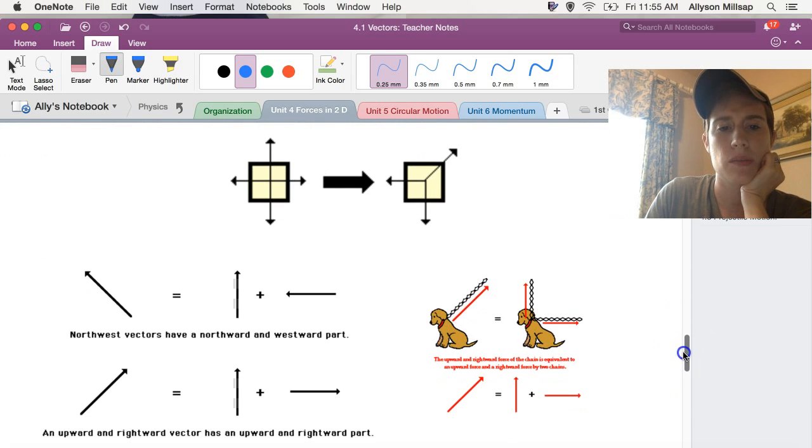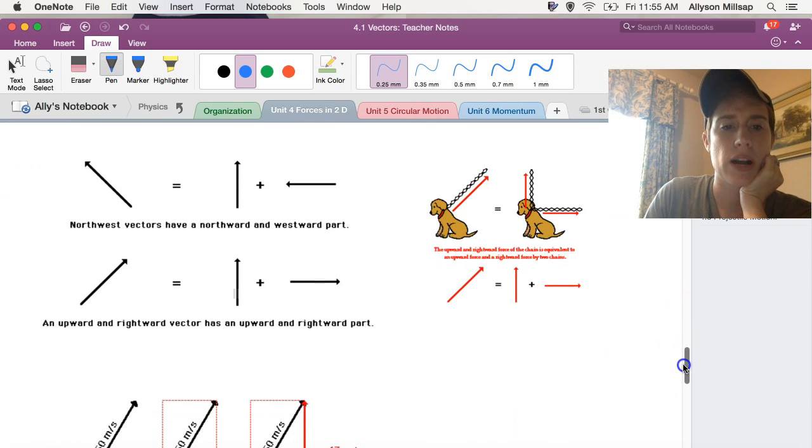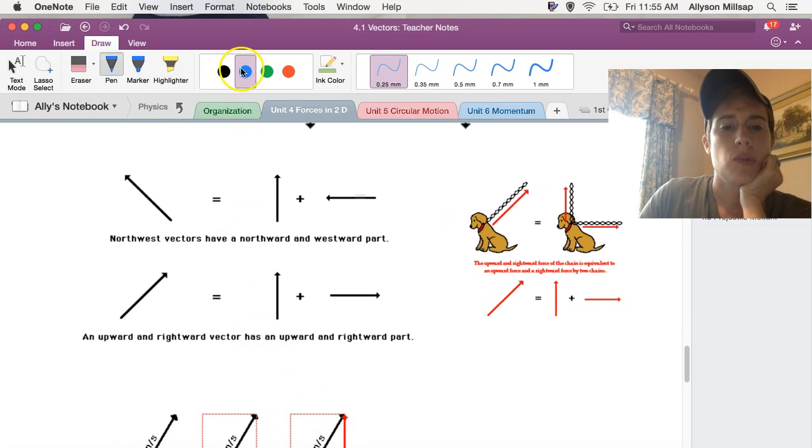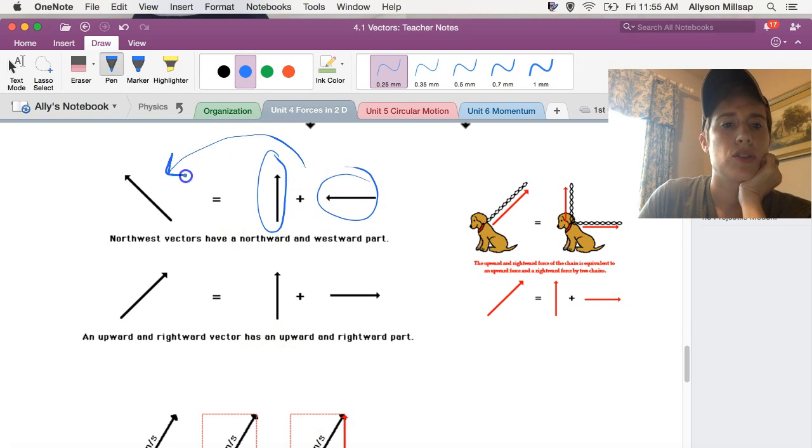So let's do another practice problem. What we've learned is how to take this vector and produce the resultant vector.